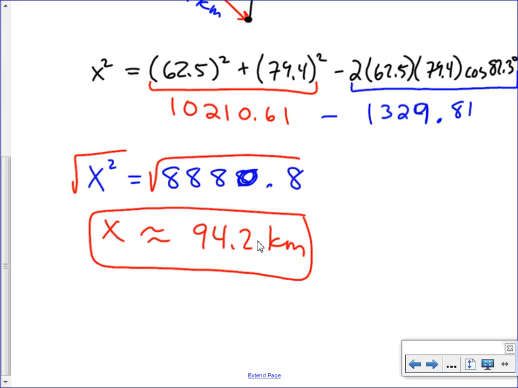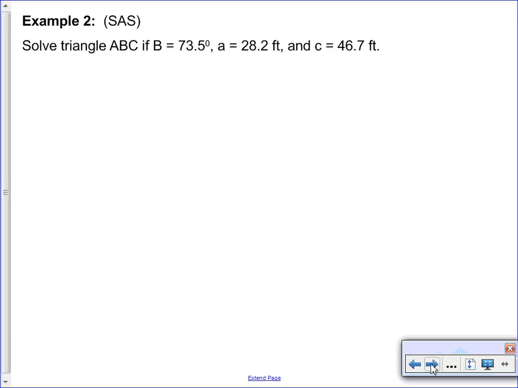Alright, so it's just formulas. The law of cosines is fun when you're missing a side. But when you're missing an angle, you kind of have to do the inverse to find the angle. Here's an example of a side, angle, side. Solve means do all of it, right? Okay. No big deal. Here we go.